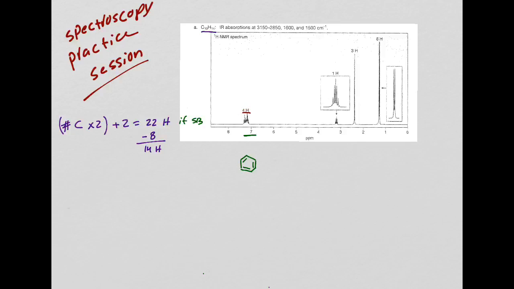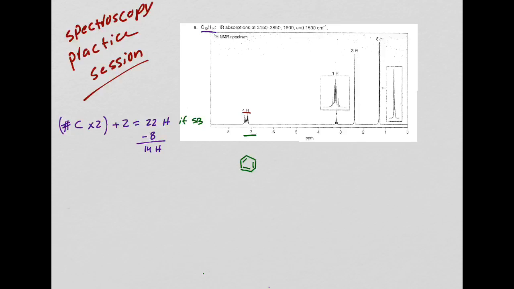Now, the integration is 4 hydrogens. The integration really matters for a benzene ring because you know a benzene ring has 6 hydrogens. Now here you have 4 hydrogens. What does that mean? That means our benzene ring is di-substituted because otherwise it would have 6. So I have a di-substituted benzene ring. That's a good piece of information to have.